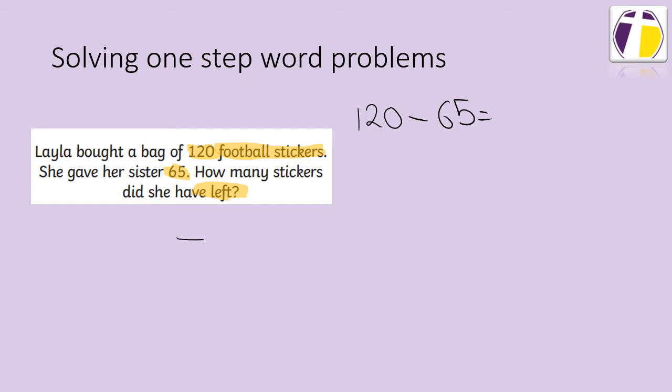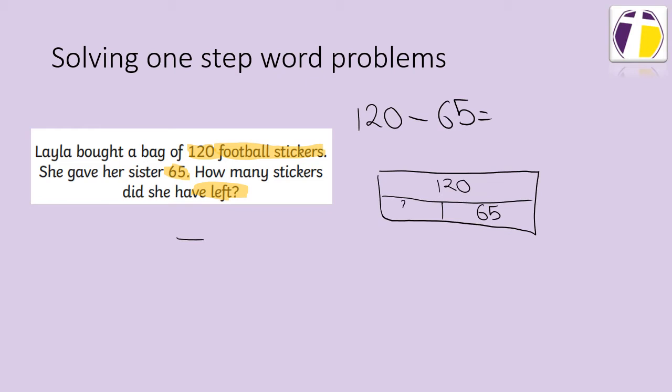I can also show this using a bar model. In total, I have 120 stickers and I have 65 that I already know, and this is the part that I'm trying to work out. So there's lots of different ways that I can show it. We've also had a look at trying to show it using a picture and trying to visualize what the problem will look like.